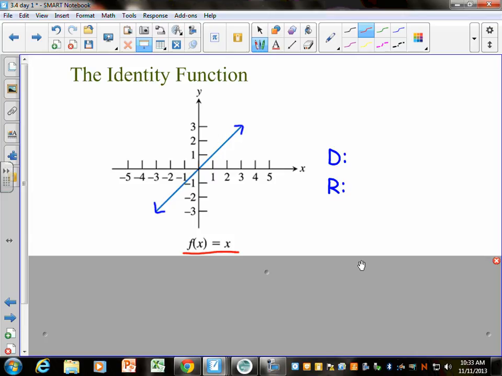Yeah, it keeps going in both directions, so the domain is negative infinity to infinity. I feel like that's better than set notation, but if you like set notation and the answer is all real numbers, you need to really say where x is a real number.